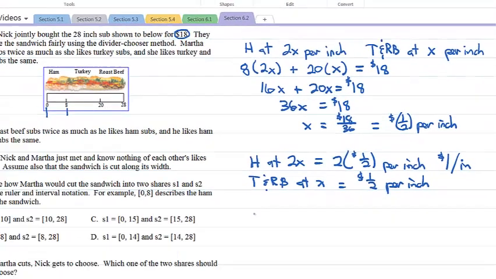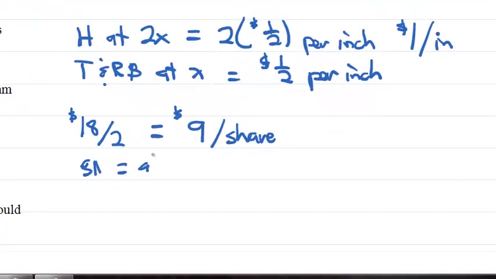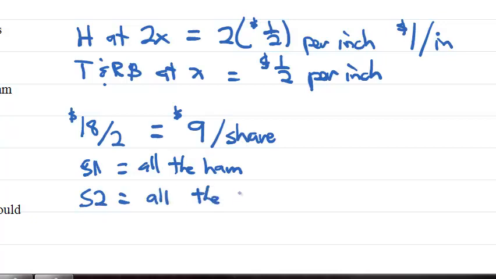Okay, the total value of the sub is $18. Martha needs to split the value equally between the two shares that she makes. That would be $18 divided by 2 equals $9 per share. Let's let S1, or the first share, equal all of the ham. The second share, S2, equals all the turkey and roast beef.